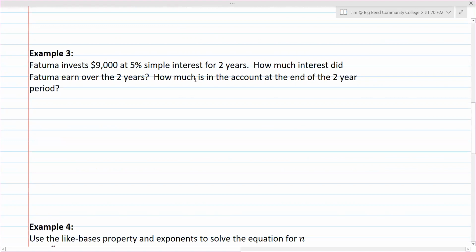All right, example 3. Fatuma invests $9,000 at 5% simple interest for 2 years. How much interest did Fatuma earn over the 2 years? And then how much is in the account at the end of the 2 years? All right, so this is the part to show you how the interest is calculated alone.